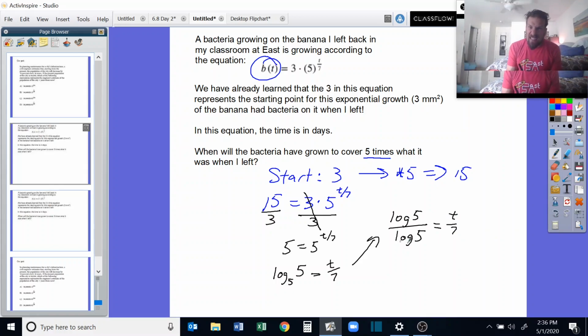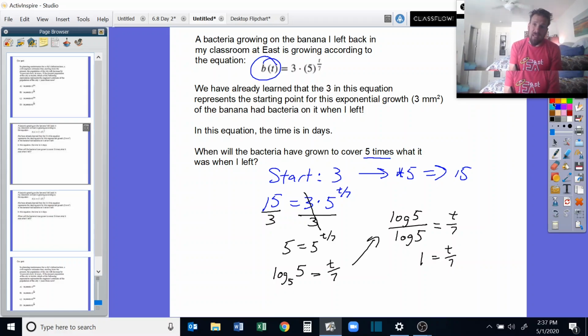Now, I can see here log of 5 over log of 5. Well, anything divided by itself is just going to be 1. I could type it into a calculator, but I promise you it would equal 1. And so now what I have is t over 7 is equal to 1. I'm almost done. I almost know how many days it will take before it is 5 times as much.